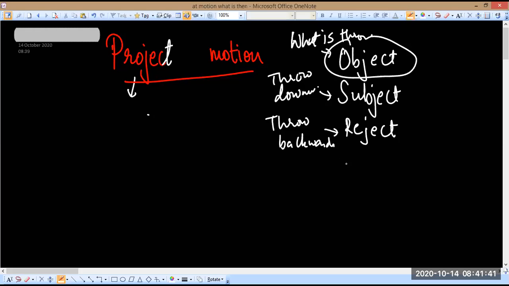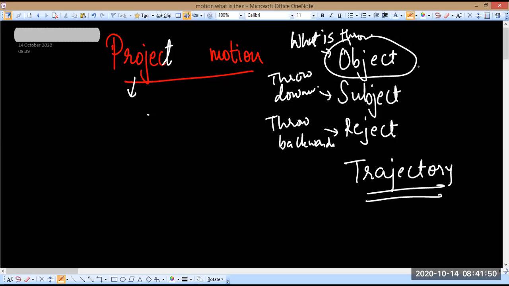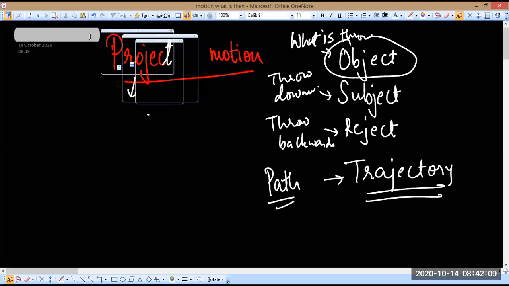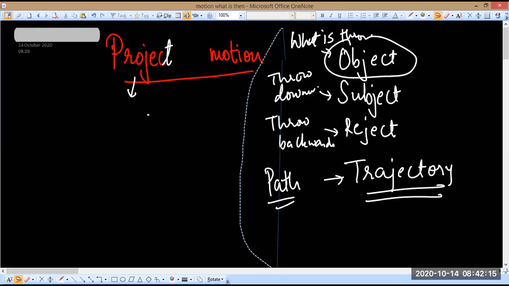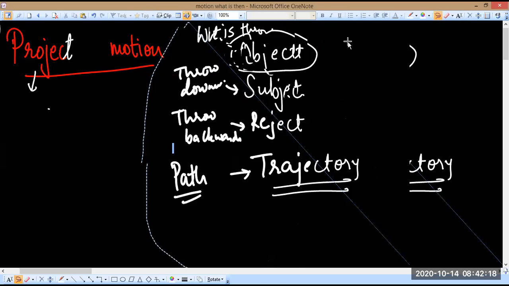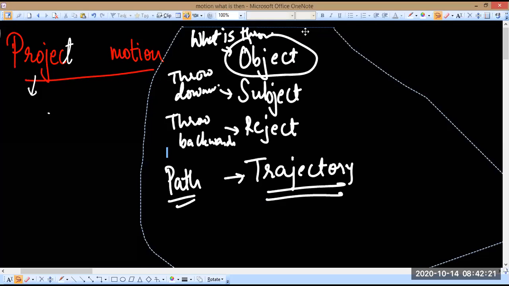એક બીજો word છે આને related, trajectory. I think you would have heard this word, trajectory. Trajectory means the path on which this thrown object moves, right? Nevertheless, આપણે ઇંગ્લિશ નથી શીખવાનું, આપણે ફિઝિક્સ શીખવાનું છે. So let's come back to that. આ તો મને અત્યારે યાદ આવ્યું અચાનક, એટલે મેં તમને કહી દીધું.